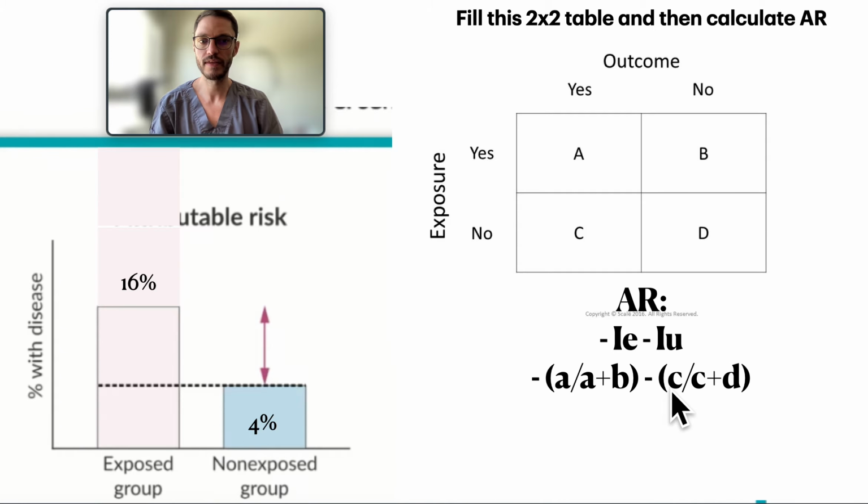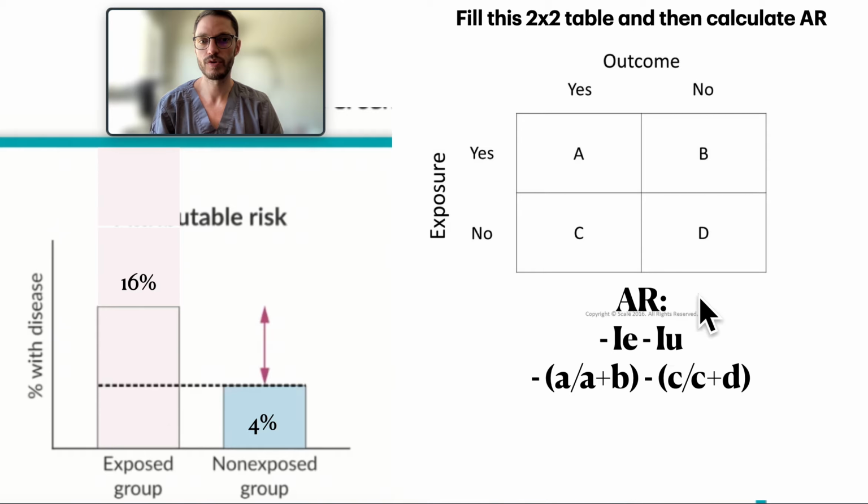And this is the formula for attributable risk. It's the same as saying incidence in the exposed minus incidence in the unexposed. But using this 2x2 table, what do we have to do? How do you determine the incidence in the exposed? Here you have exposure. So the incidence in the exposed is how many have the outcome in the exposed. How many have the outcome in the exposed? A. What's all the exposed cohort? It's A plus B. So it is A over A plus B.